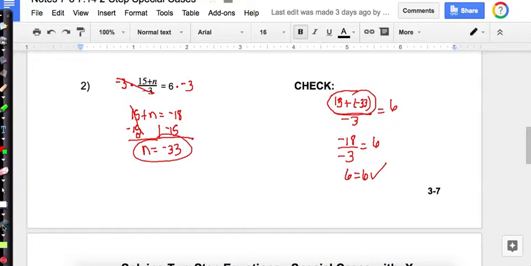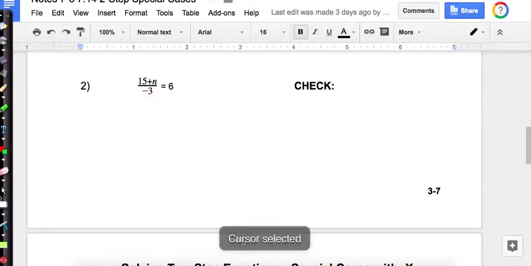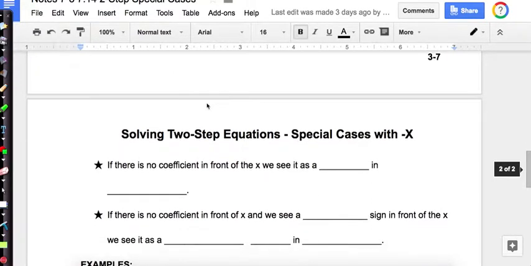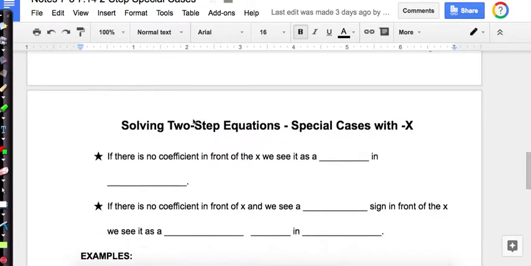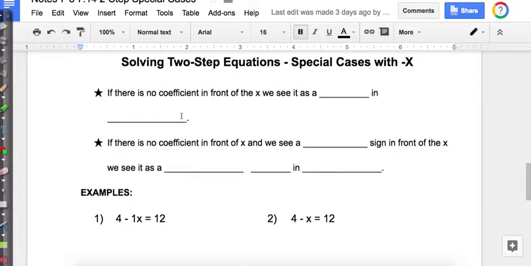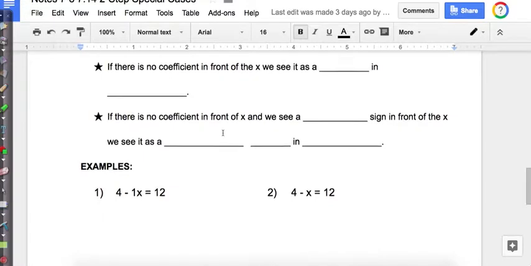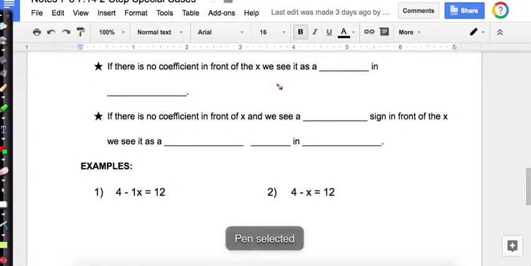Okay, now we're going to look at a different set of special cases, so turn the page. And now we're going to be solving two-step equations with a negative x. So we're going to have special cases with a negative x. So if there is no coefficient in front of the x, we see it as a 1 in disguise.